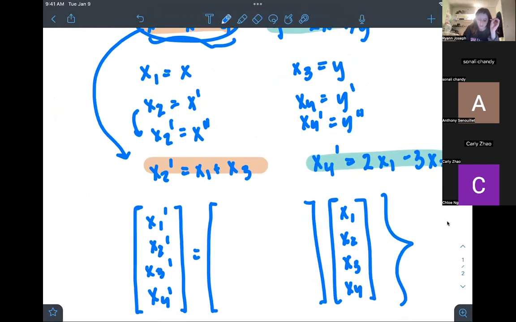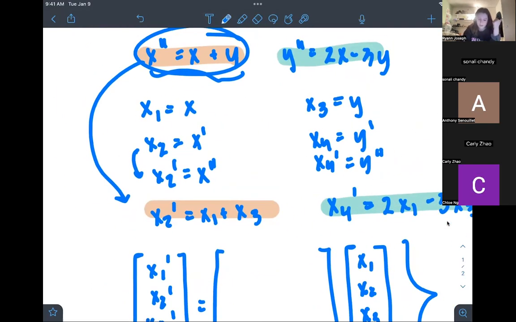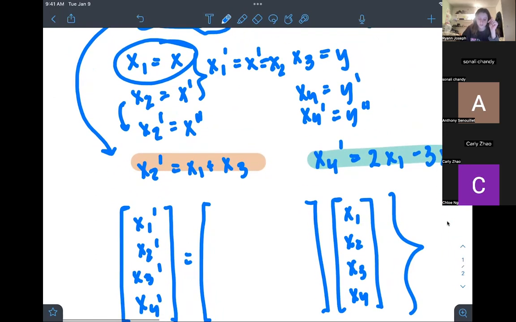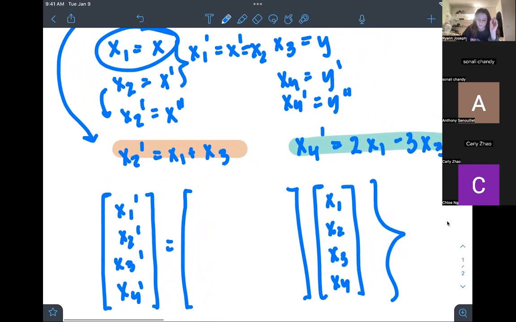Here, I'm just looking at each row. What is x1 prime equal to? What is x2 prime equal to? What is x3 prime equal to? And what is x4 prime equal to? x1 prime, in order to figure out what that is, I'm just going to differentiate both sides. This x prime is equal to x2. That makes sense. I combined these two equations essentially. So x1 prime is equal to x2. That is the only thing it is equal to.